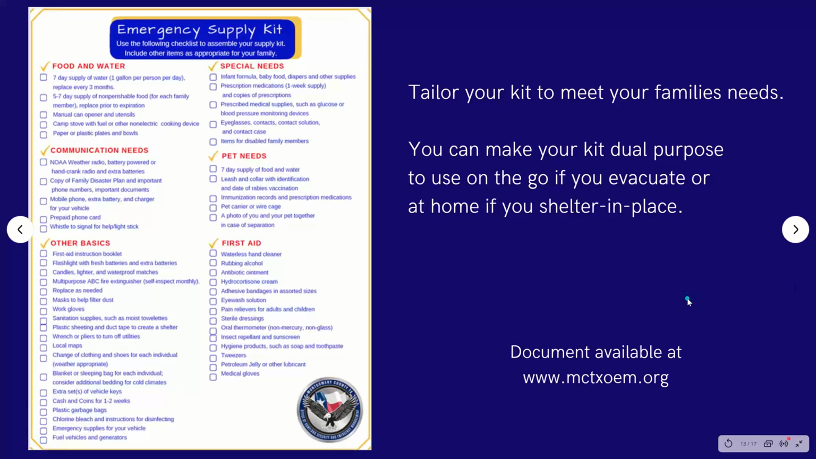This is an emergency supply kit checklist. So this goes into detail of everything that you could possibly use for your kit. Make sure you make your kit to meet your family needs. So, don't forget medications, baby supplies, pet supplies, and then your kit can be dual purpose.